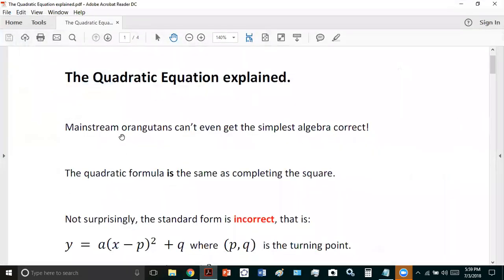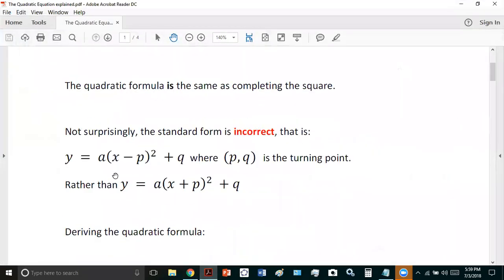The problem here is that you will see the standard form of the quadratic expression written like that: a times (x minus b) all squared plus q. That is actually incorrect. Did you get that, morons? Yes, it's incorrect, and I will show you in a little while why. The correct form should be a times (x plus p) squared.